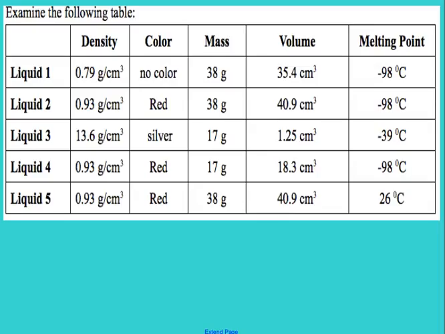So this is what you had to look at. This was your data. And this data can be a little tricky because at first glance, when I look at density, liquids 2, 4, and 5 have the same densities. They have the same color, but all of a sudden their masses start to vary and their volumes start to vary, and then their melting points. Nothing matches up. Nothing has a perfect match when you include density, color, mass, volume, and melting point.